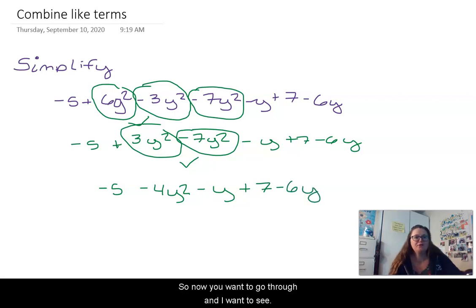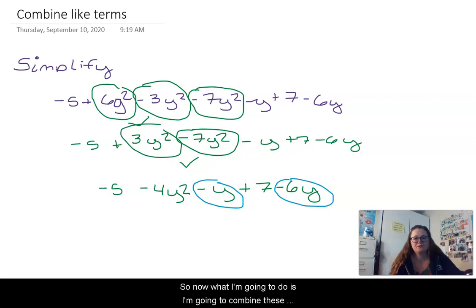So now I want to go through and see what else I have that's like. Now I only have one y squared, but I have 2 that have y on them. So I have minus y and minus 6y. So now I'm going to combine these two. Now, a lot of people struggle with this kind because there's no number here. Well, what number is it if we haven't written anything? It's a 1. So you're going to carry down the minus 5 and the minus 4y squared.